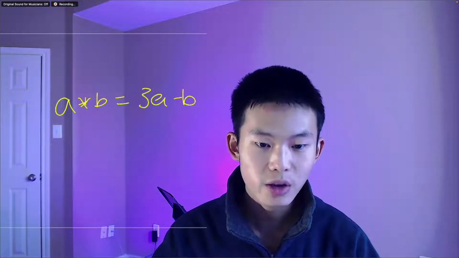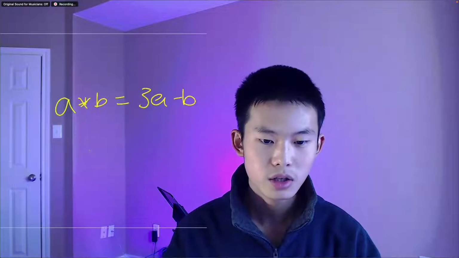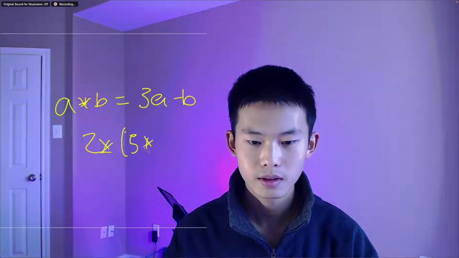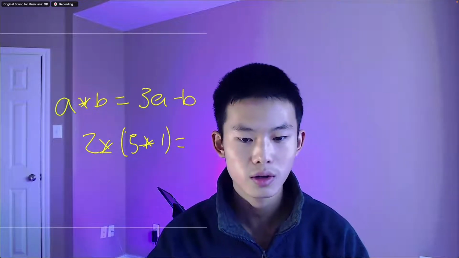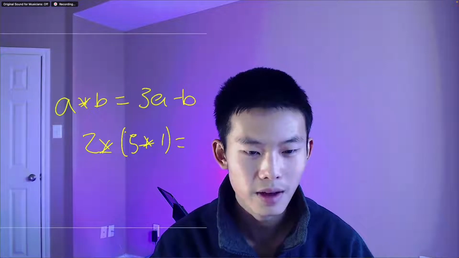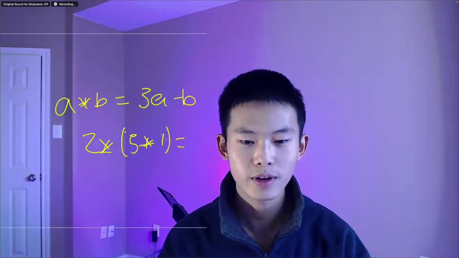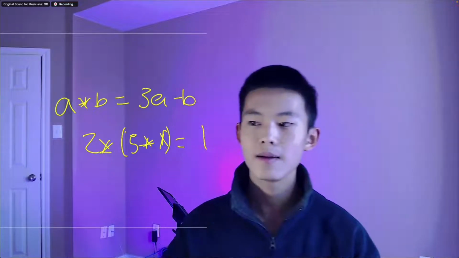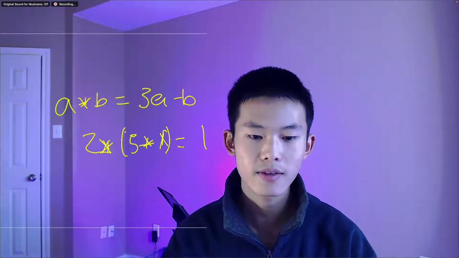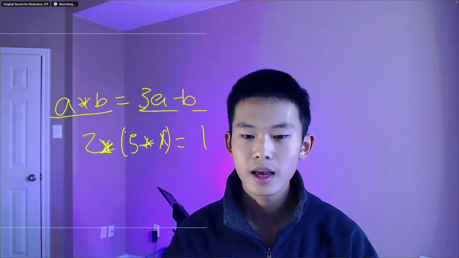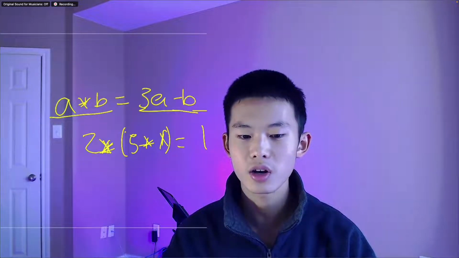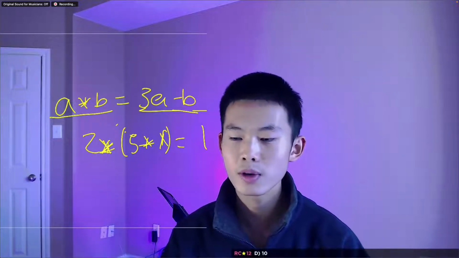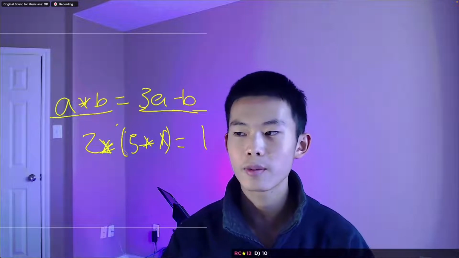And we want to figure out the value of x if 2 star 5 star x equals 1. So we want to figure out what x is. The way we want to do this is, first of all, since A star B equals 3A minus B, it's probably smart to substitute all the stars for 3A minus B every single time. Remember, we need to be careful because of our order of operations.